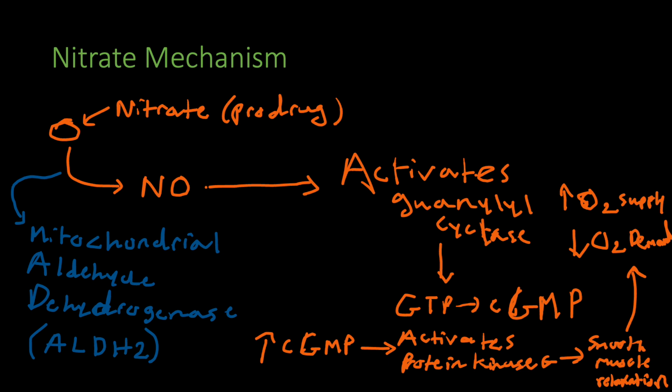Now, the enzyme used to convert nitrate to nitric oxide is the mitochondrial aldehyde dehydrogenase, ALDH2. And what happens is nitrate is a prodrug, so it has to be activated in the smooth muscle to convert to nitric oxide. And that's how that happens here.